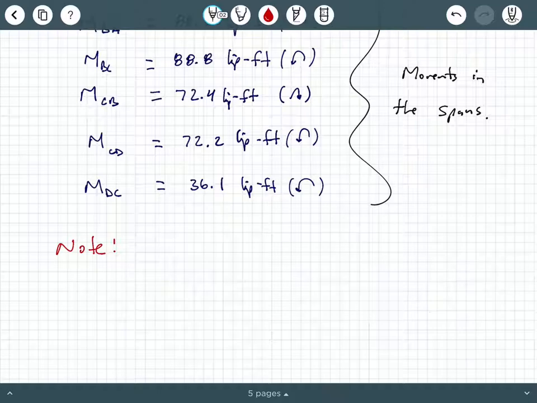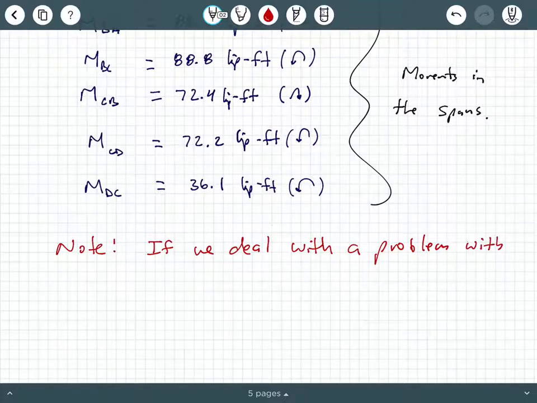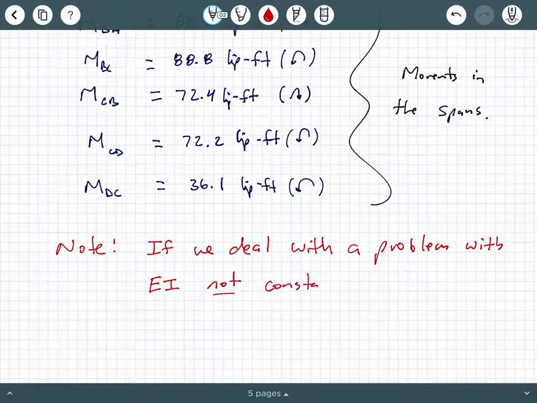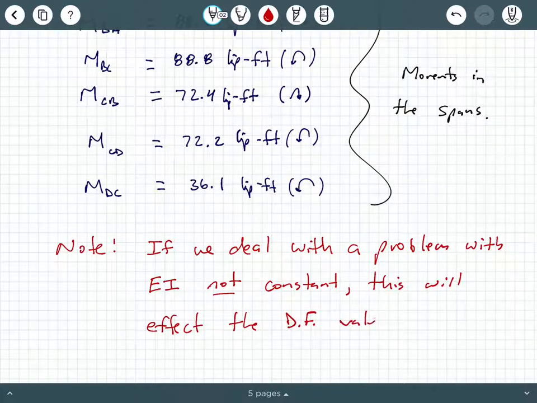Another thing I want to make sure we make a note of, okay? So under this note, if we deal with a problem with EI not constant, this will affect the distribution factor values. Okay, so remember, you're going to have a homework problem where you have EI is different in some different spans.